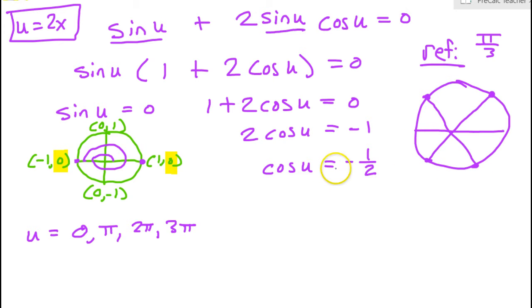Now, we want the ones that are negative. So remember, cosine is an x value. And x values are positive on the right-hand side, and they are negative on the left-hand side. So that means that the two values that we want, the two angles that we want, are here and here.